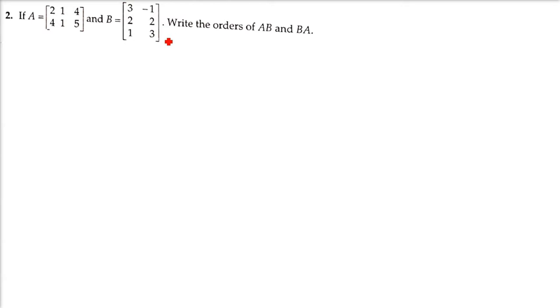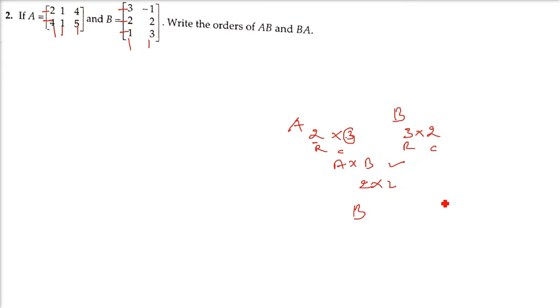If A is this and B is this, write the orders of AB and BA. So A is, see, how many rows are there? 2 rows, and 3 columns, so 2 cross 3. And what is B? There are 3 rows and 2 columns, so 3 cross 2. Now A into B: the column of the first matrix should be equal to the row of the second matrix, and this is equal. What is the final result? 2 into 2.